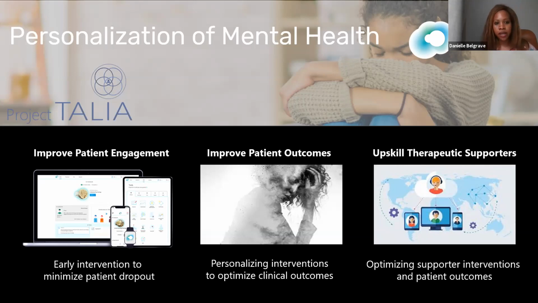There are 3 areas we're looking at in terms of machine learning. Firstly, ways of improving patients' engagement, because we know that the number one predictor of whether someone improves in their mental health outcomes is if they engage with therapy. The second is looking at ways to personalize interventions. How can we improve patient outcomes? And the third aspect of the machine learning models we're developing is more focused on NLP, looking at how we could upskill supporters, so understanding how the language of therapists affects mental health behavior.